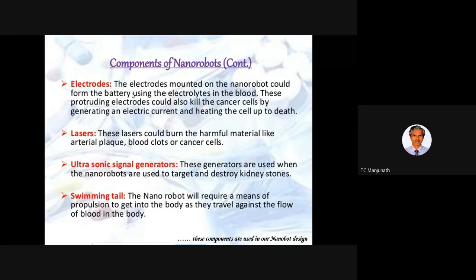Ultrasonic signal generators are there. Swimming tail. This is very, very important, because to aid the motion, the nanorobot will require a means of propulsion to travel against the flow of blood in the body.